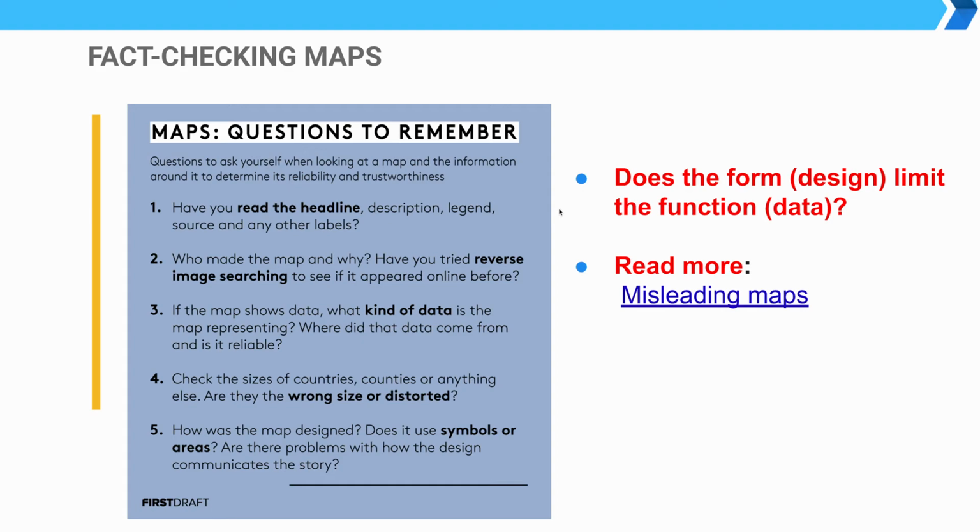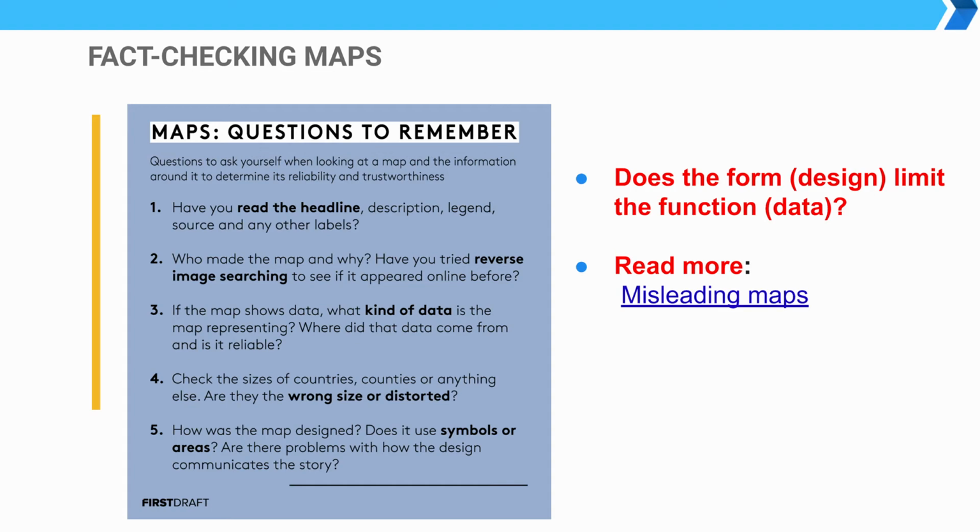Always think about the form, the design. We've talked about this before, the form. Does a form limit the function, which is the data itself? Is it representing the data accurately and in a clear, concise way that the reader will understand? Number one, have you read the headline, description, legend, and source and any other labels? All of your maps should have a headline and a description on it. Most will have a legend on it as well. If not, we'll count off for it.